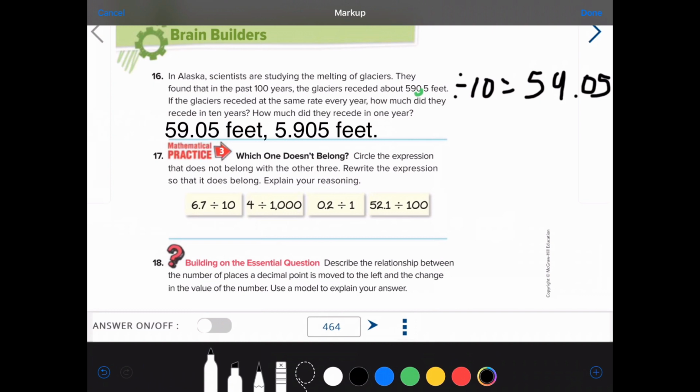So now they want to know how much did it recede in 1 year. So what we have to do is we have to take this number divided by 100, and that'll tell us how much each year it receded. So we have 590.5 divided by 100, which means we move that over 2 spots. That gives us the 5.905 feet per year, which is right there.